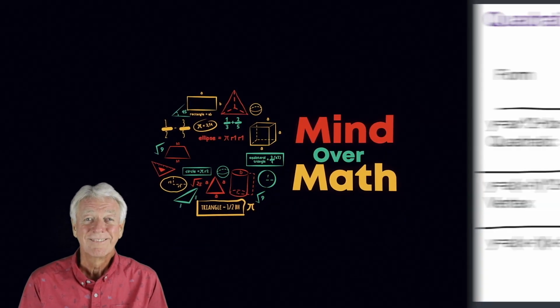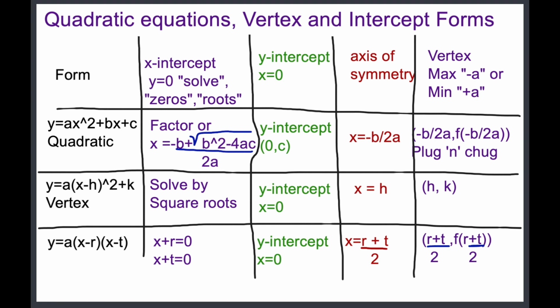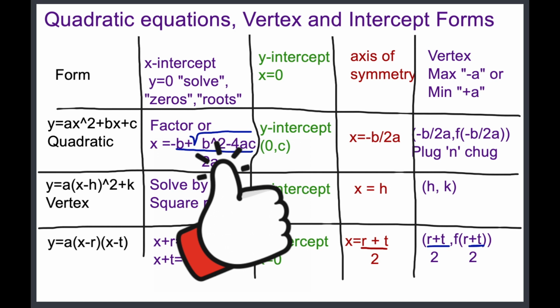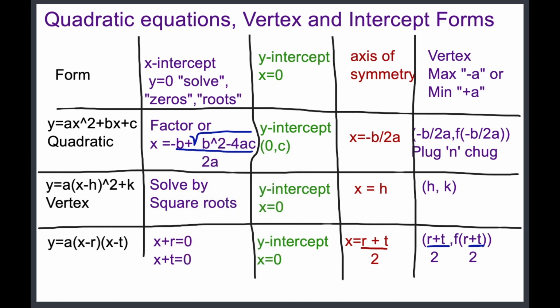This presentation is on quadratic equations, which are parabolas, and these have three different forms. And you can learn something from each form. Each has a strength, each has a weakness. The quadratic equation is simply ax squared plus bx plus c. This is the one we use to do factoring with. We may also use the quadratic formula if that does not factor.